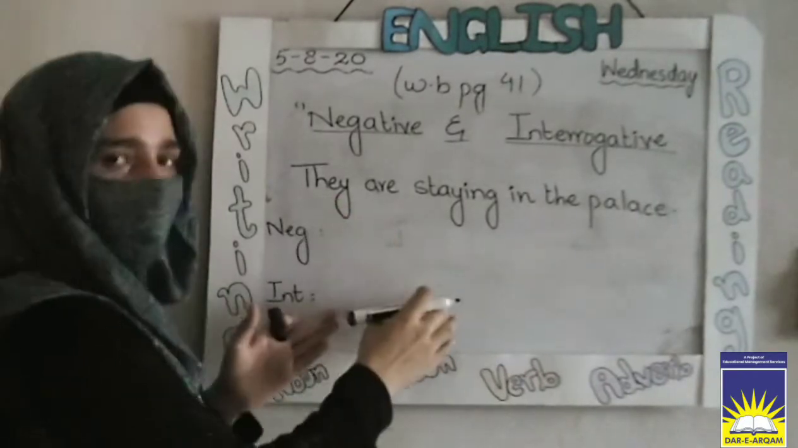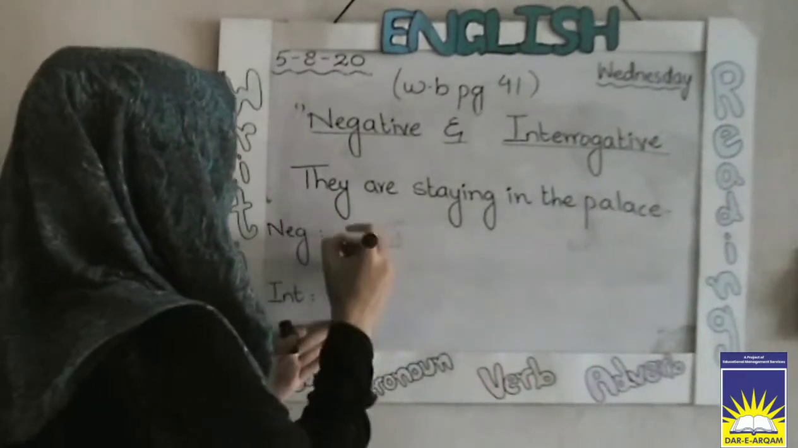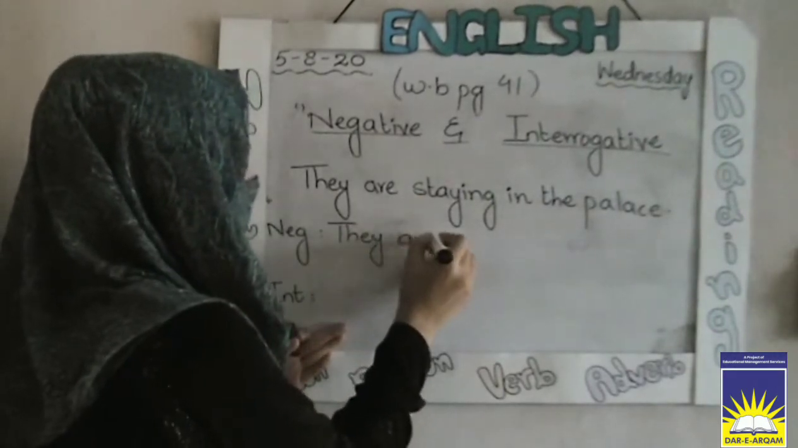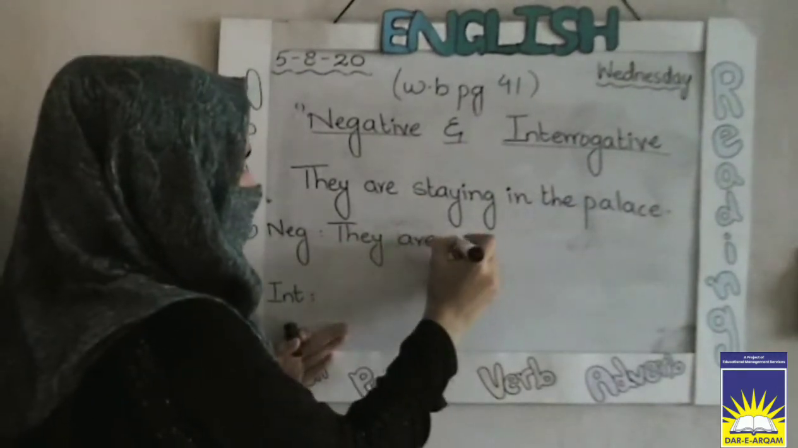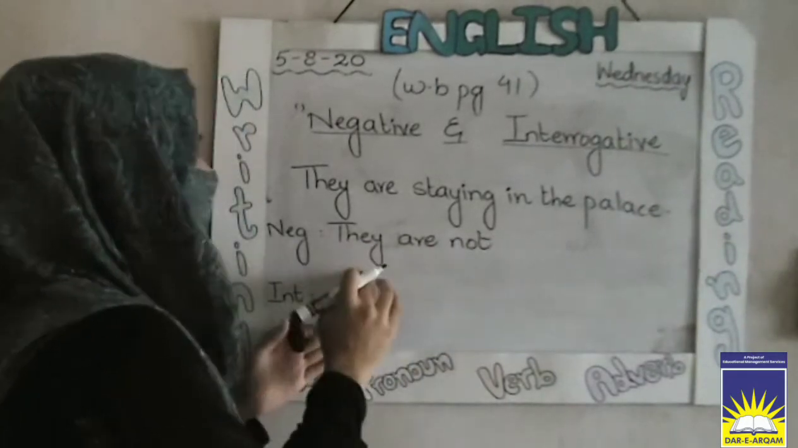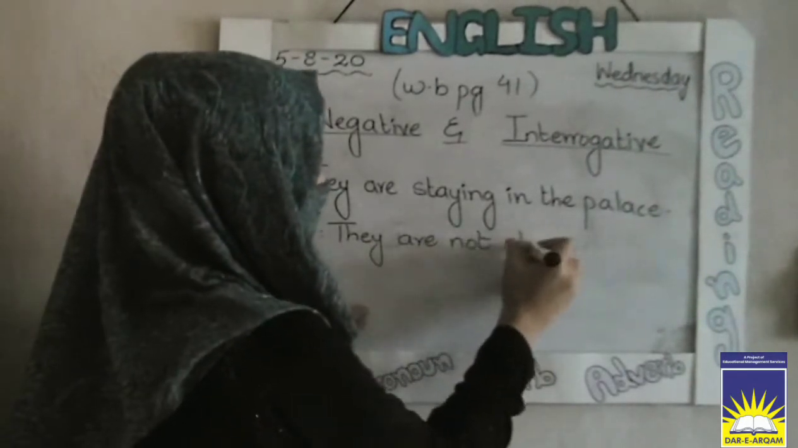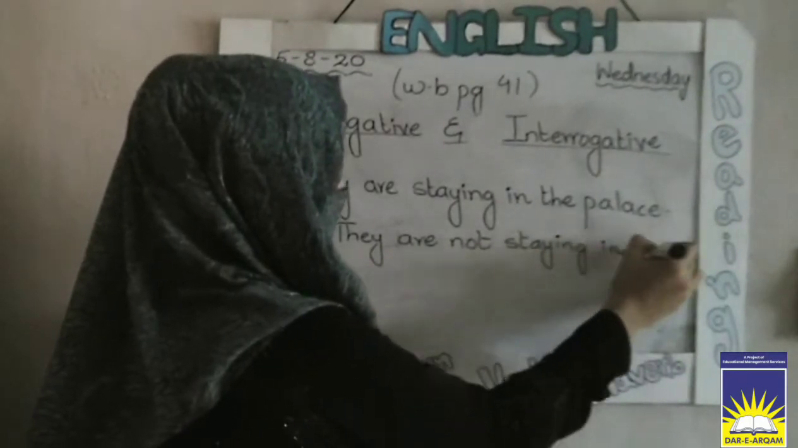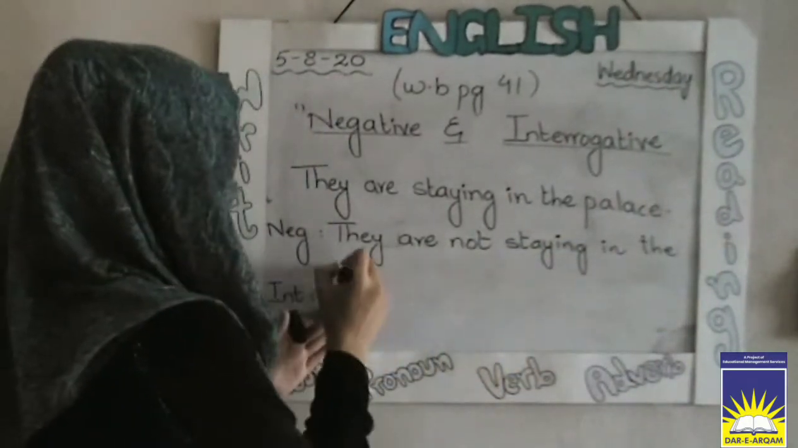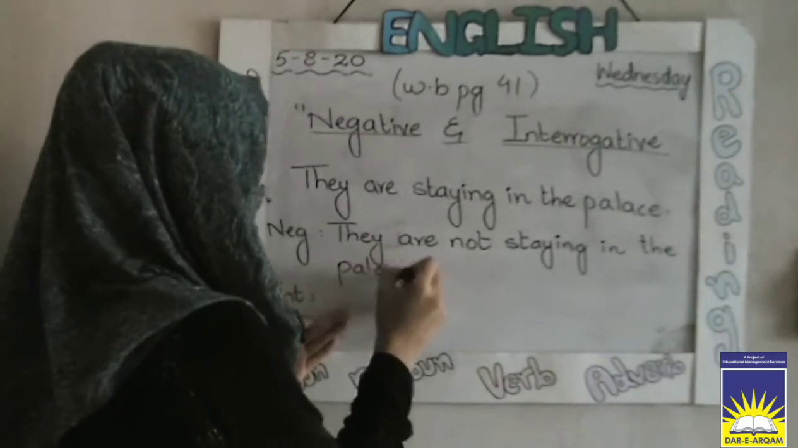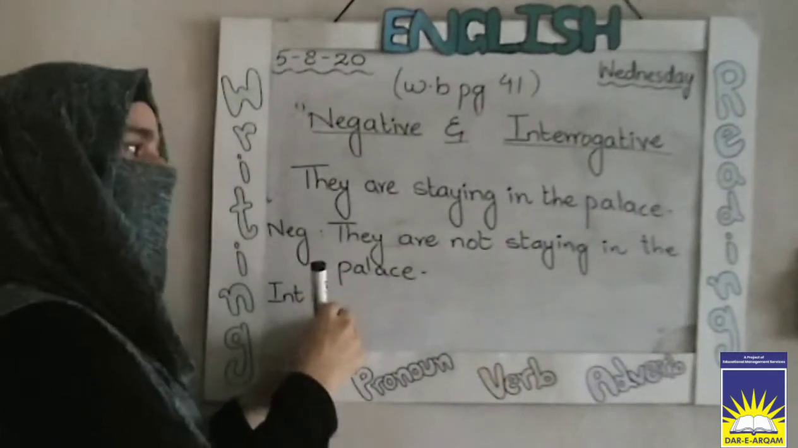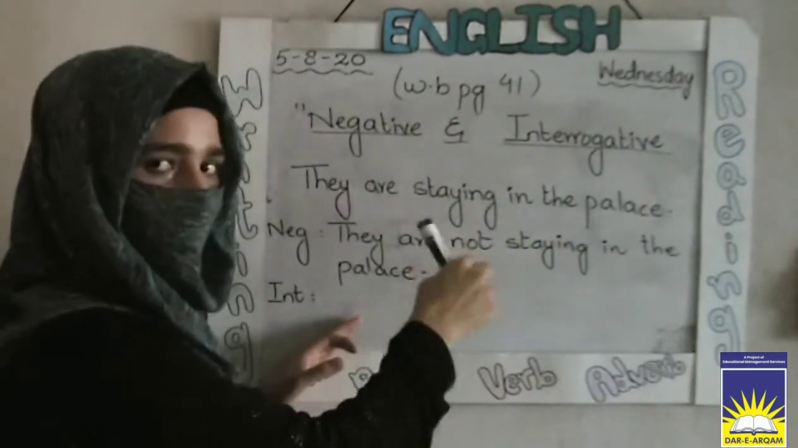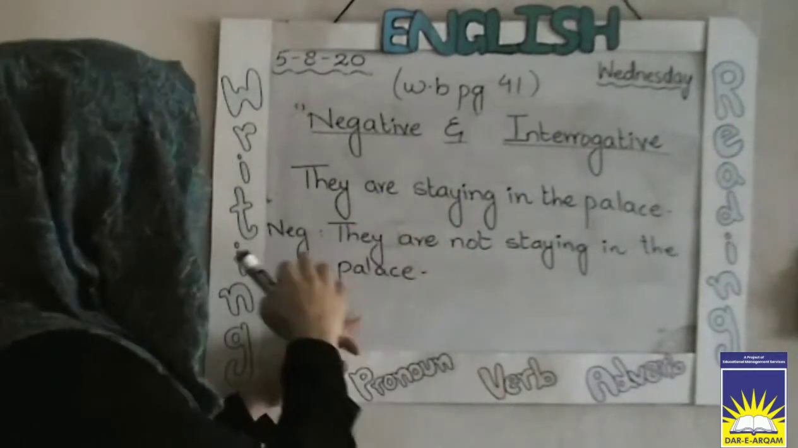Now let's see on the board how I am converting it. The subject is "they", then the helping verb "are", then I will write "not", as it is a negative sentence. They are not staying in the palace. Full stop. So this is how I converted the simple affirmative sentence of present continuous tense into a negative.